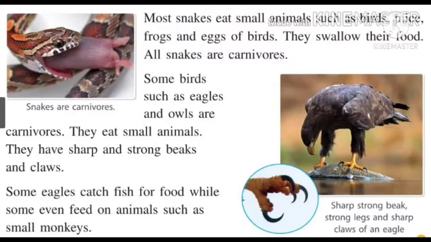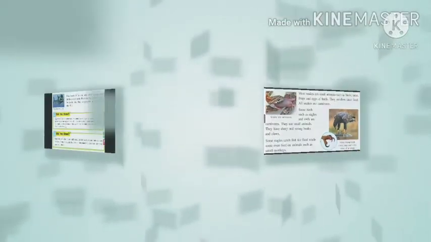Some birds like eagles and owls eat the flesh of other animals. Some eagles eat fish, or some eat small monkeys. They have sharp and strong claws. Can you see the picture of claws on that page? With the help of their claws, they hold their prey, and with the strong beak, they tear the flesh of other animals, and this is how they eat the meat of other animals.